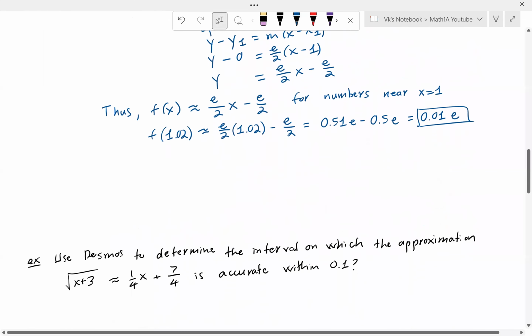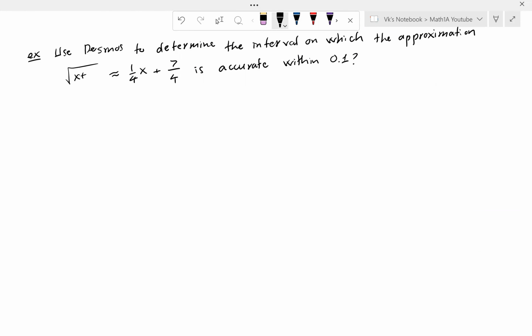One more example. Use Desmos to determine the interval on which the approximation root x plus 3 is approximately 1/4 x plus 7/4 is accurate within 0.1. The square root is the function. The approximation is the linearization. And from here, we can cook up an inequality.